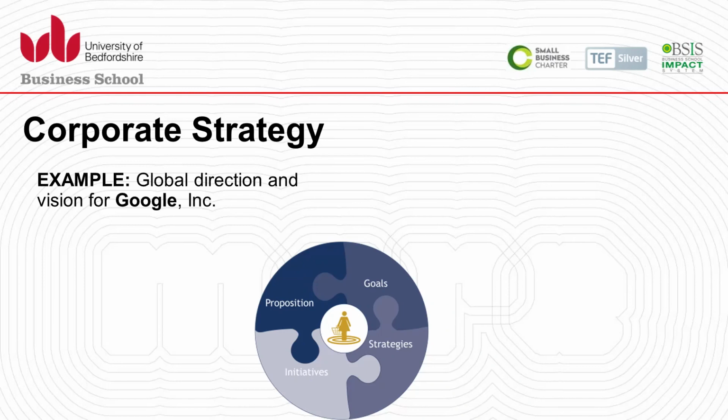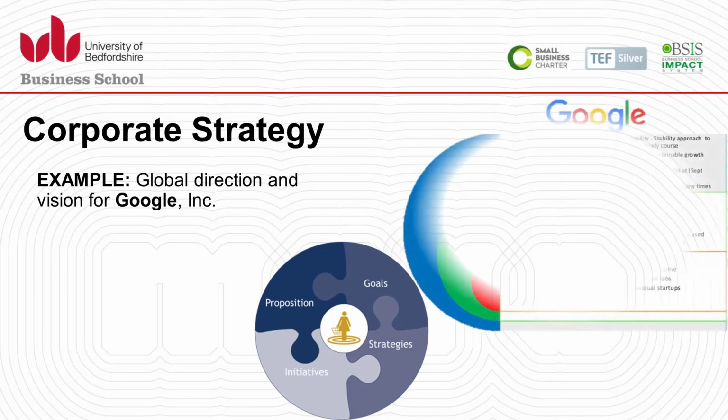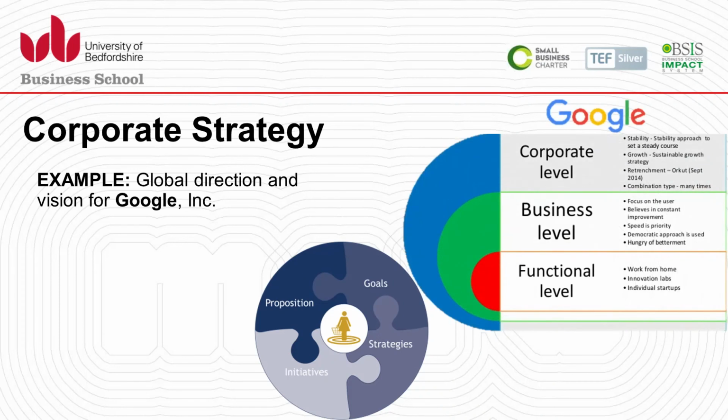Let's take the example of the organization's global direction and vision in the context of Google. We take Google as an international organization, and we see how Google has its different levels of strategy for corporate level, business level, and functional level. The corporate level strategy is a quite broader or holistic approach for the organization's overall stability, and its approach to set a steady course for growth and to be sustainable growth.